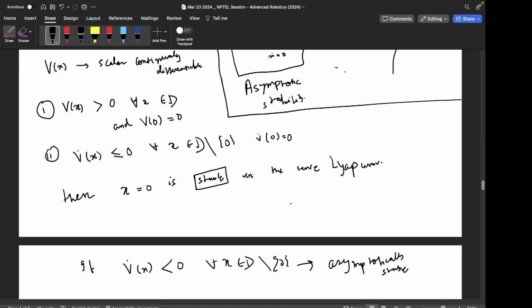Sir, if it doesn't come to zero for the stable case, like when V dot x is not strictly zero, we call it stable, no, sir, according to Lyapunov? If it doesn't come to zero, can we analyze it, sir? I mean, is it safe to use in that condition, sir?